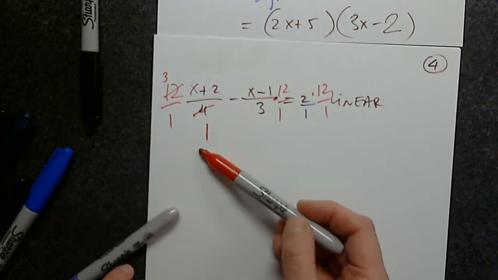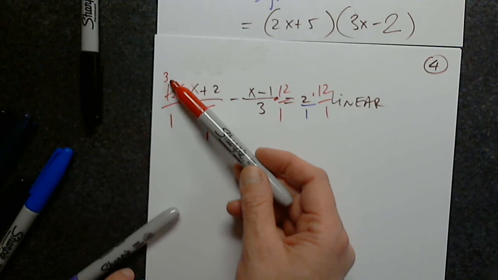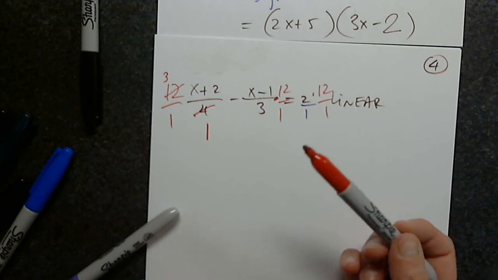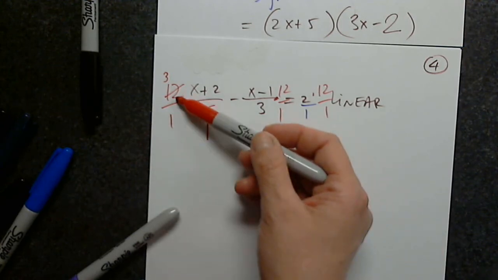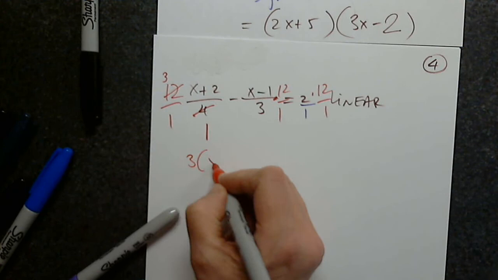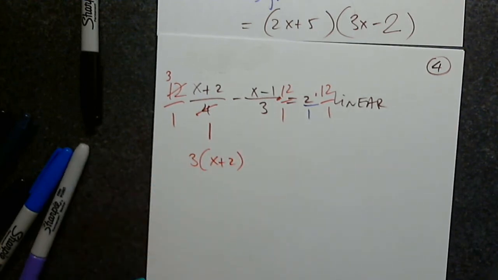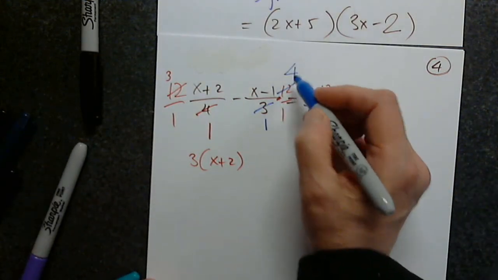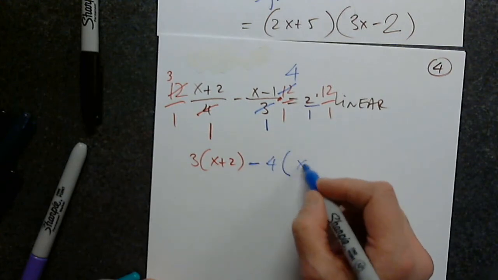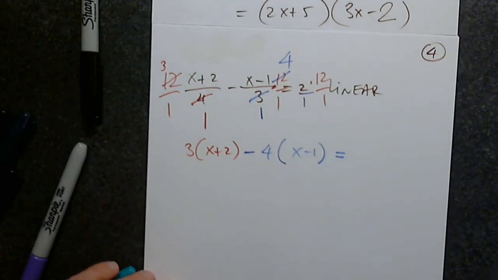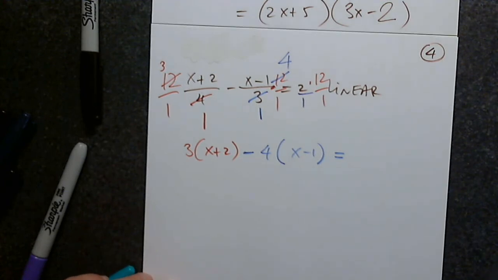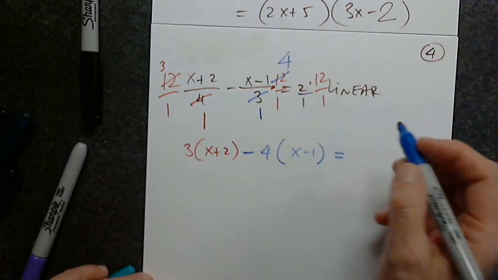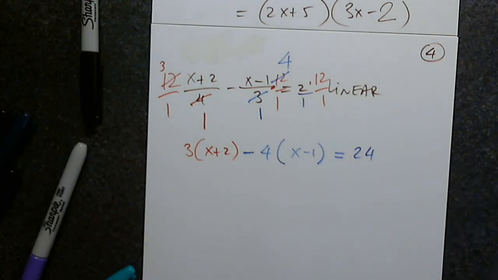4 divided by 4 is 1. 12 divided by 4 is? 3. Is that okay? 4 divided by 4 is 1. 12 divided by 4 is 3. So then we get 3 parentheses x plus 2. Do we all agree with the first step? Yes. Perfect. So now I simplify by 3. 3 divided by 3 is 1. 12 divided by 3 is 4. So then I have to write negative 4 in front of x minus 1. And then here I have just 2 times 12, which is 24.